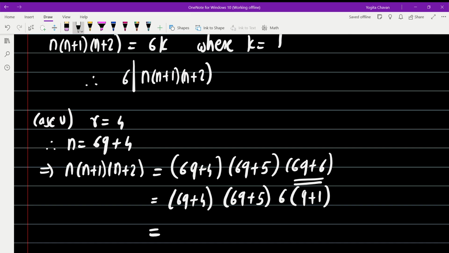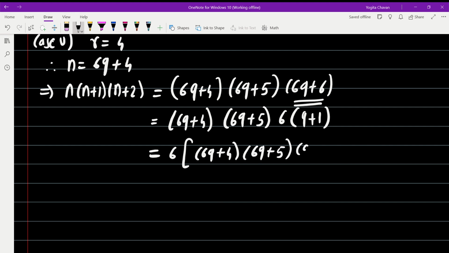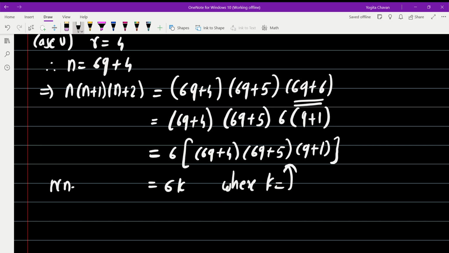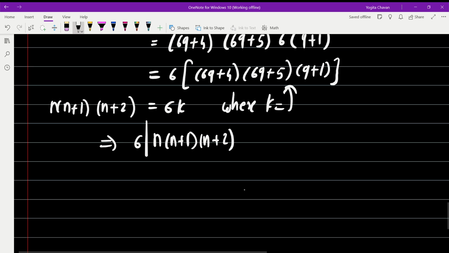So this product can be written as 6 in bracket, it is 6q plus 4 into 6q plus 5 into q plus 1. So it is equal to 6 into k, where the value of k is equal to this product. So n into n plus 1 into n plus 2 is equal to 6 into some integer. This implies 6 divides n into n plus 1 into n plus 2. Now the last case, case number 6.